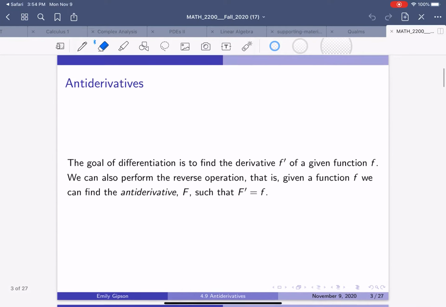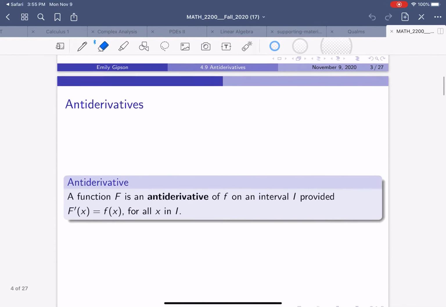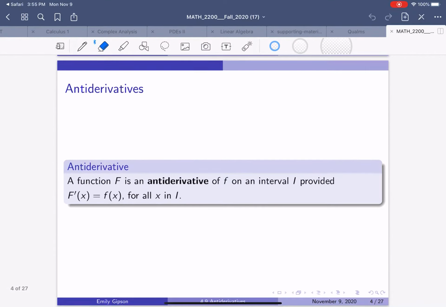The goal of differentiation is to find a derivative f prime of a given function f. We can also perform the reverse operation, that is, given a function f, we can find the antiderivative, capital F, such that capital F prime equals f. A function capital F is an antiderivative of lowercase f on an interval I, provided capital F prime of x equals lowercase f of x for all x in I.